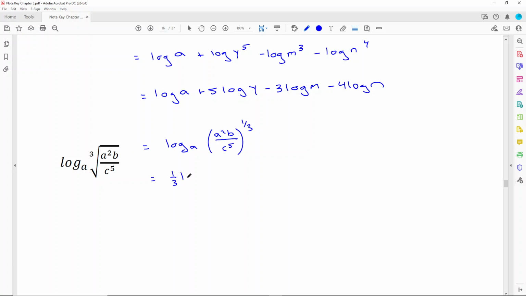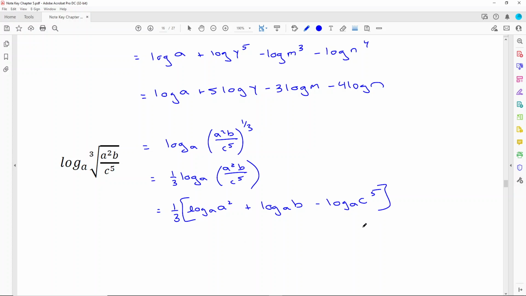So this is really 1/3 log base a of a squared b over c to the 5. And then you're just going to leave that 1/3 out front. It's going to stay here. And I'm going to express this as a sum and difference of logarithms. So I'm going to say, this is log to the base a of a squared plus, because this is multiplying, it's on the top, log to the base a of b, and then minus, because it's dividing, log to the base a of c to the 5. And that 1/3 is multiplying by all of that.